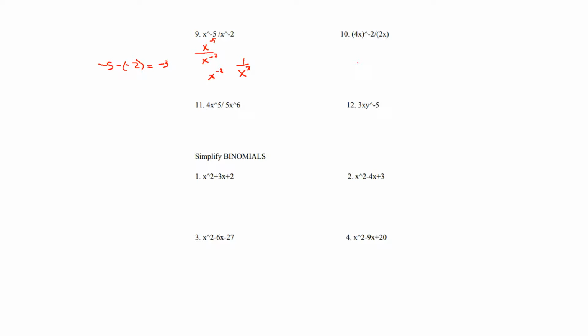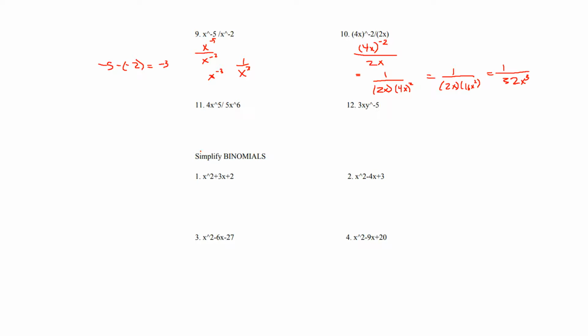Number 10 is 4x to the power of negative 2 over 2x. And unlike number 9, we don't have a similar base, so we can't do what we did here. Instead, we should get rid of this negative here. So it will become 1 over 2x times 4x squared. This also simplifies to 2x times 16x squared, or just 1 over 32x cubed.